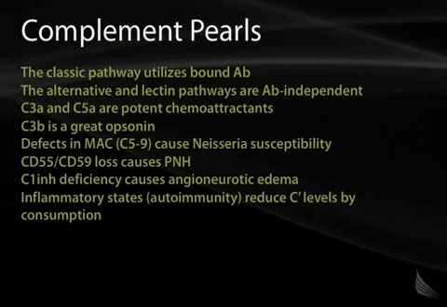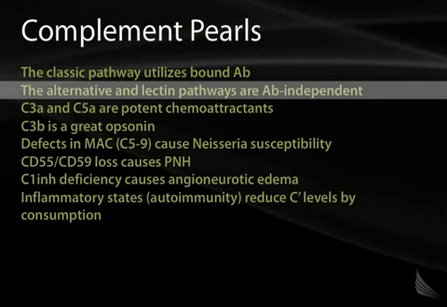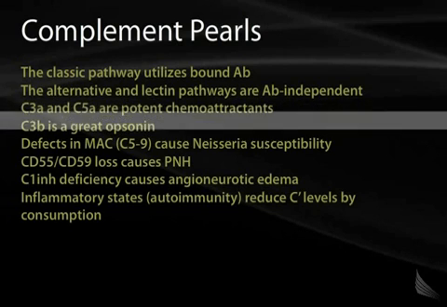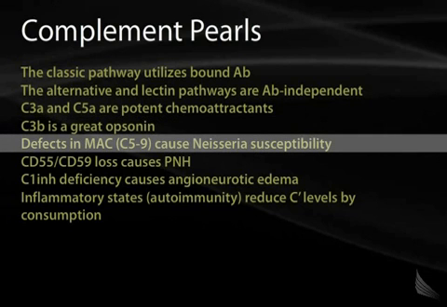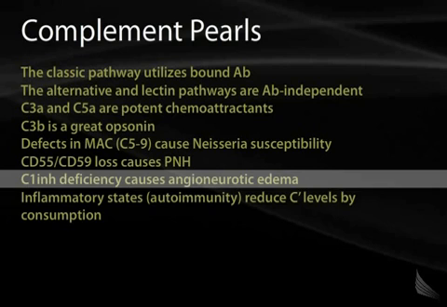So here we have some complement pearls. Again, famous pearl slide. These are things that you have to know about complement going into the boards. The classical pathway utilizes bound antibodies. The alternative and lectin pathways are antibody independent. Remember, for the alternative pathway, you just need a surface. For the lectin pathway, what you need is that MBL. C3a and C5a are potent chemoattractants. Remember, C3a is associated with anti-parasite responses, and C5a is associated with phagocytes and antibacterial responses. C3b is a great opsonin. Defects in the MAC cause Neisseria susceptibility. CD55, CD59 loss causes PNH. C1 inhibitor deficiency causes angioneurotic edema.